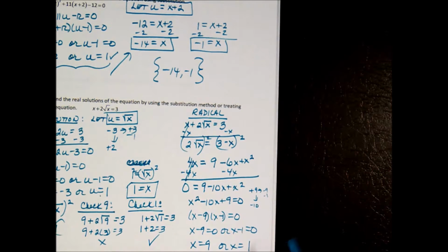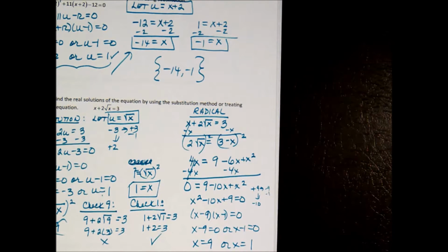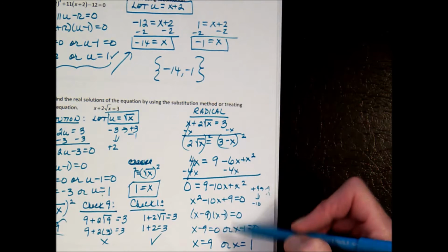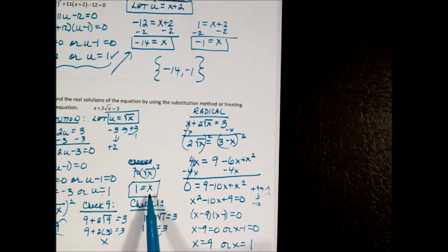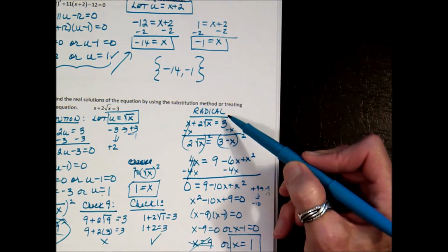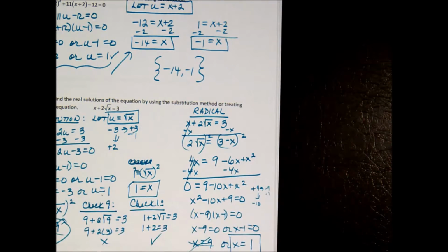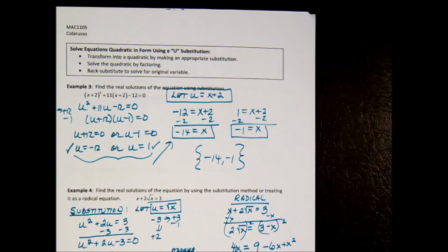I would have to check them both since I did squaring to solve. However, we already did this here. When we back substituted, we first got x was 9 and it didn't work, so I don't need to do that again. It's still not going to work. And then I got x equals 1 and it did work, so it still is going to work. You get to the answer a little bit more quickly using the radical method than the substitution method, but either way is perfectly fine. All right, we have one last problem.